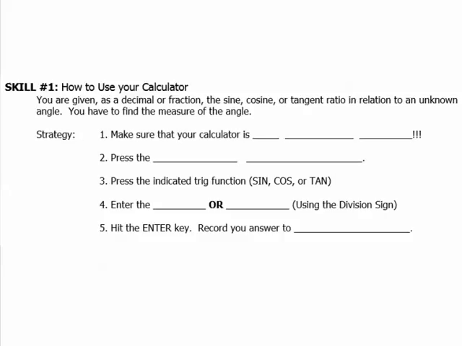Today we're going to be using our graphing calculator. You're going to be given a decimal or fraction, the sine, cosine, or tangent of an unknown angle, and you're going to have to figure out what that angle is.